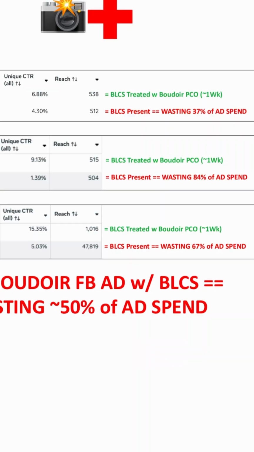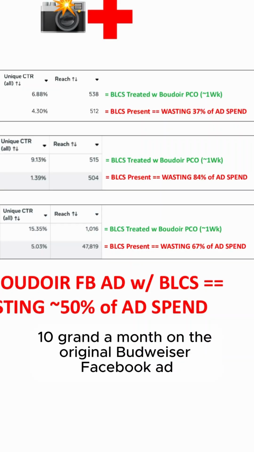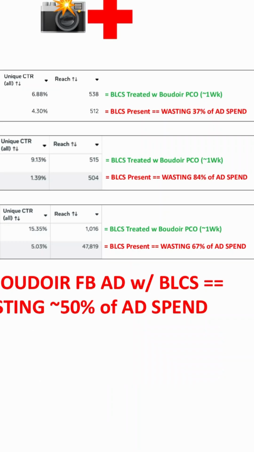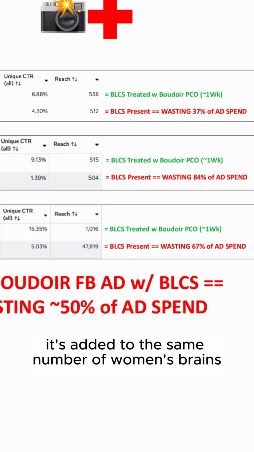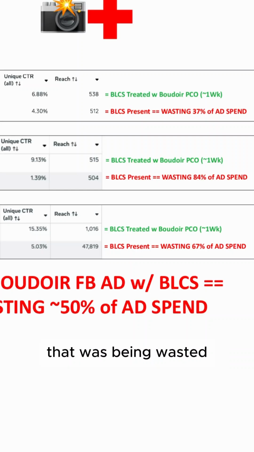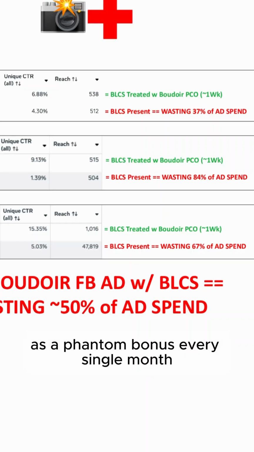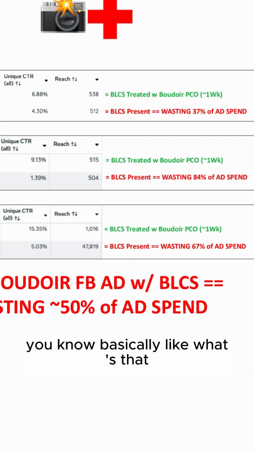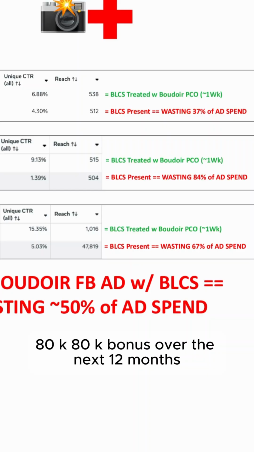And as a result, if you spend 10 grand a month on the original Boudoir Facebook ad, then now he only has to spend $3,300 a month on the Boudoir Pico treated ad, and he gets to add into the same number of women's brains in both scenarios. But now that $6,700 a month that was being wasted is eliminated, back in his pocket. He doesn't have to spend it as a phantom bonus every single month. Basically like an 80K bonus over the next 12 months.